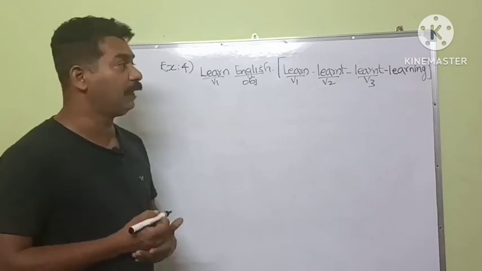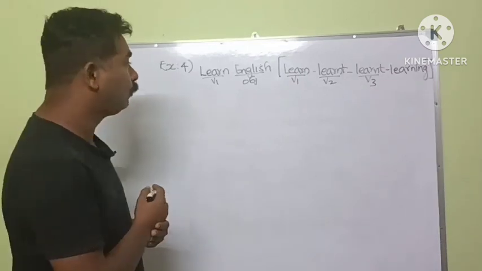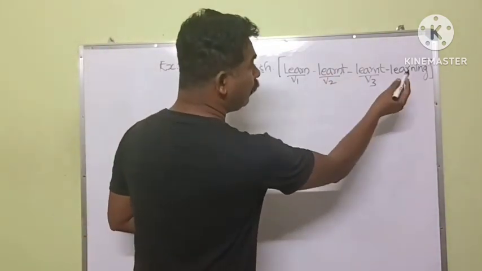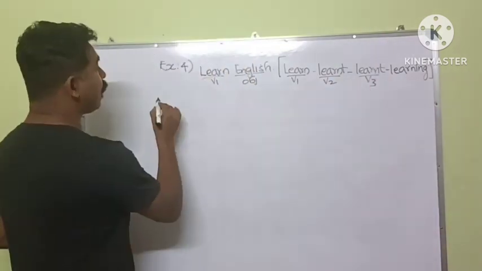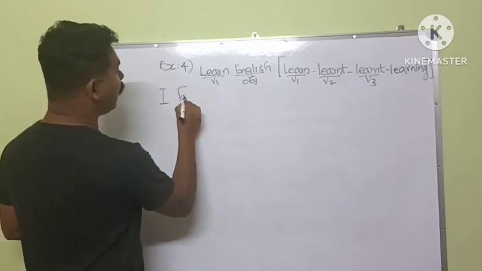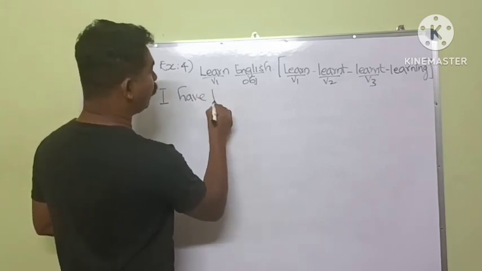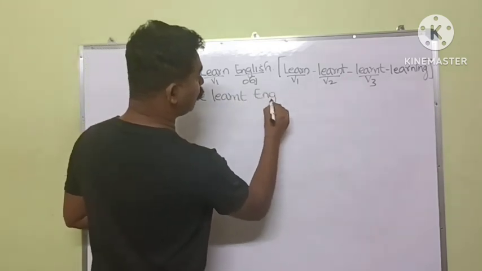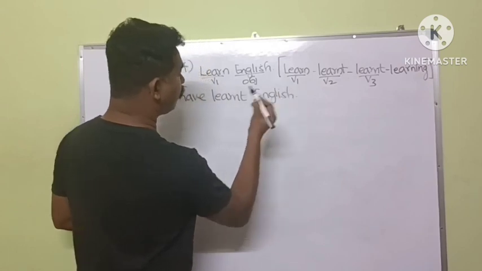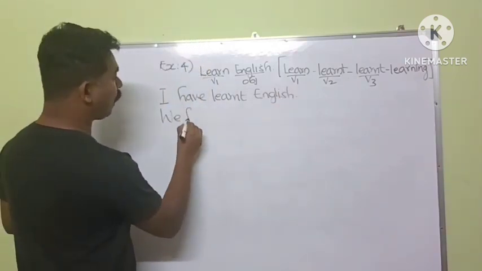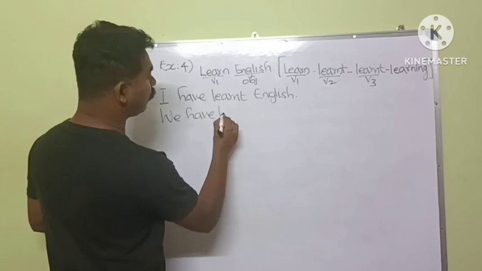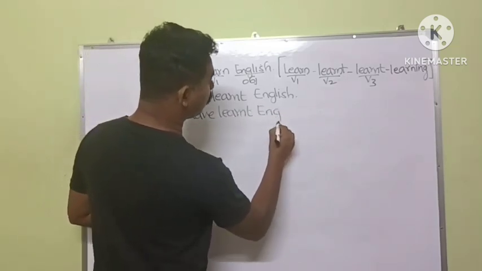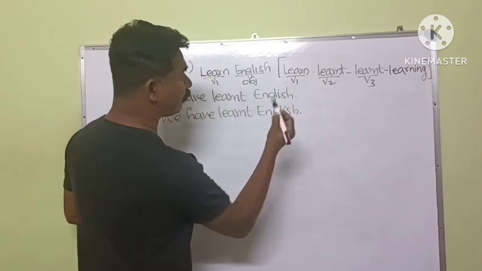Example number 4, learn English. Learn is the V1 form of the verb. English is its object. Learn, learned, learned, learning. Let's form sentences now. I have learned, V3 form, learned English. Full stop. We have learned English.